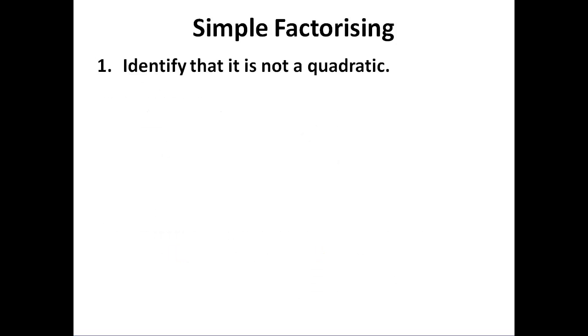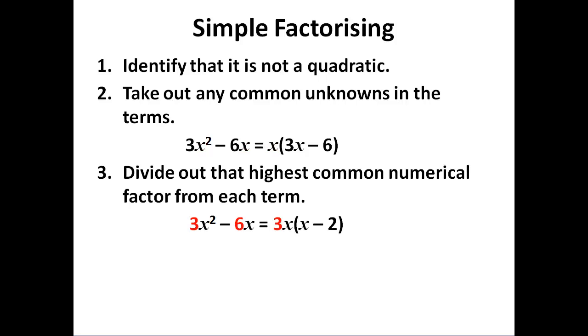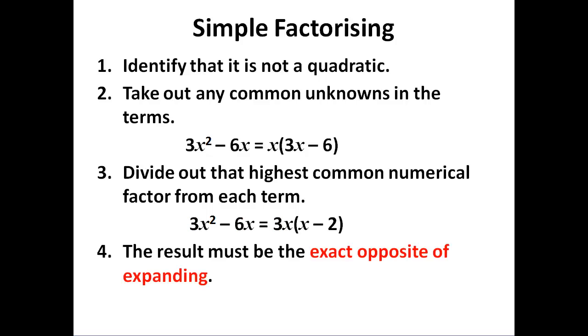So, the process is identify that you don't have a quadratic, that it doesn't have an x squared and a number term. You take out any common unknowns. Now notice this has got an x squared, it's not a quadratic because there's no number term. The x's are in common, they are removed. Then you divide out the highest common numerical factors. In this case it's a 3, and whatever's left behind gives what must be the exact opposite of expanding.